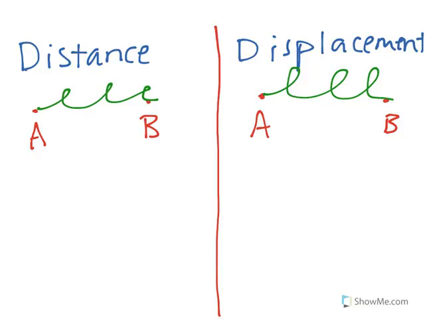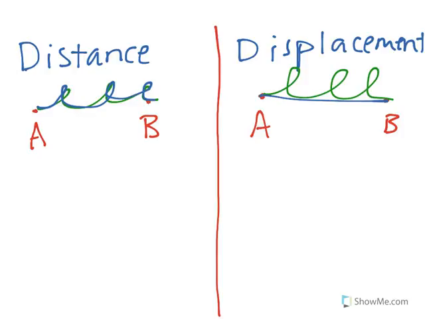In summary, distance is the measure of the length of a path traveled by an object. In this case, unfortunately, you'd have to measure the whole darn path. Displacement, on the other hand, is just the measure of the shortest path between the starting point and the ending point. This is much simpler.